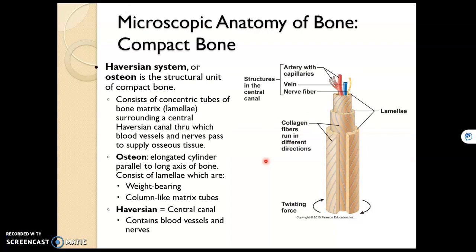Compact bone is made up of osteons. Sometimes this is called the Haversian system, but typically we call them osteons. And an osteon is one structural unit of compact bone. You can see it's in a cylinder, and there's multiple layers with collagen fibers running in opposite directions in each layer. There's a central canal that has blood vessels and nerves running through each osteon.